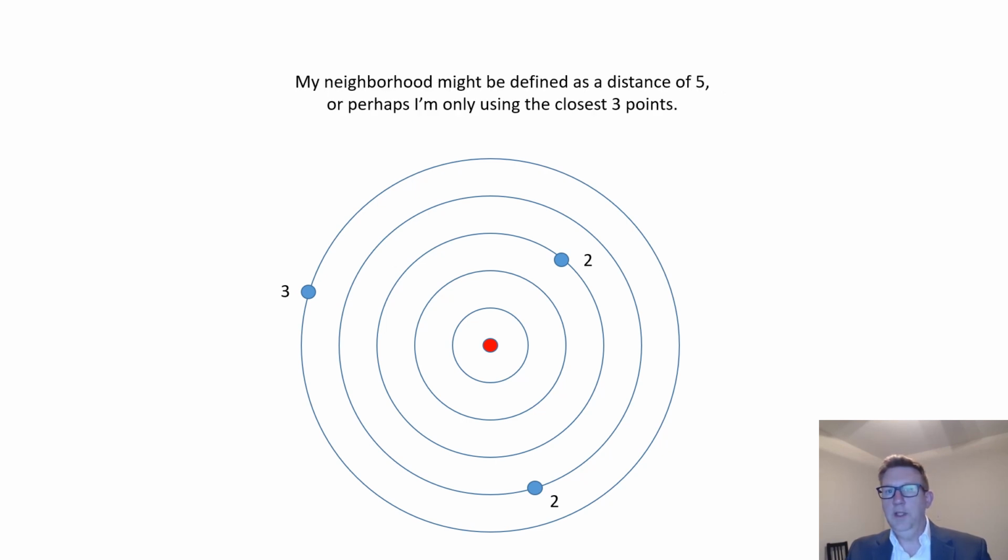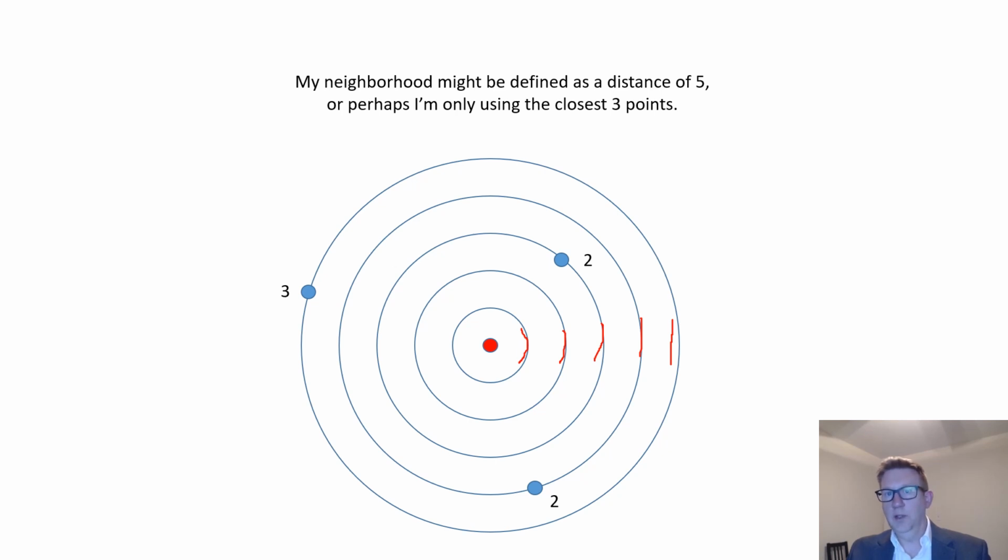So these 3 points we could define as the 3 closest points to me, or we could say I'm considering all points within a distance of 5 as my neighbors. These concentric circles represent a distance of 1, distance of 2, distance of 3, distance of 4, distance of 5. And so all of these points are within 5 of me.